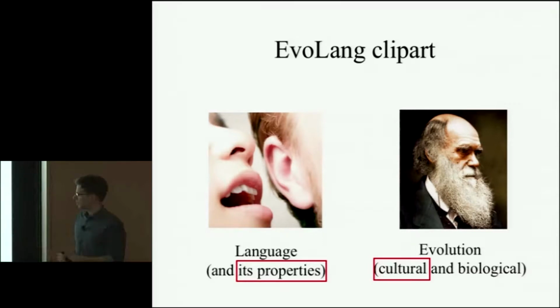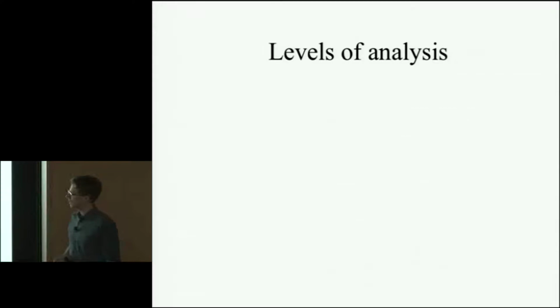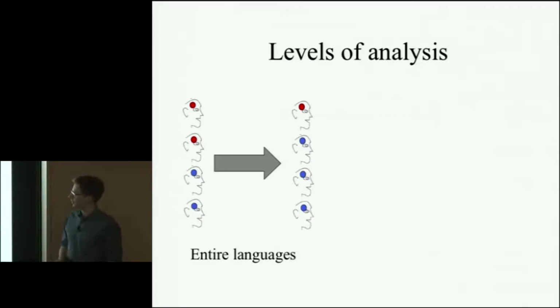Having determined these dimensions, there are still other things that we need to decide in order to offer an account of the cultural evolution of language. One thing that we need to decide is the level of analysis at which we think about these evolutionary processes operating. One level of analysis is to think about the things that are evolving as entire languages.